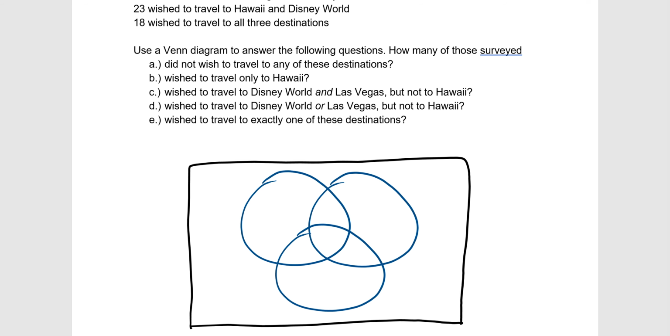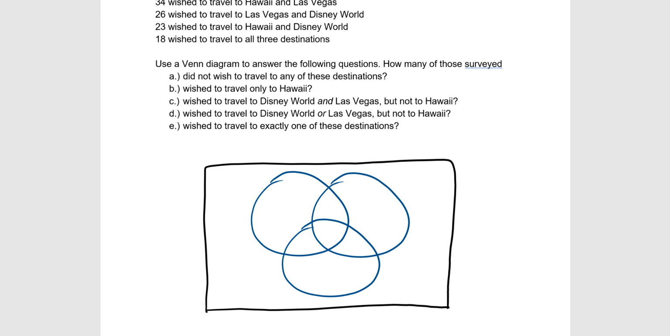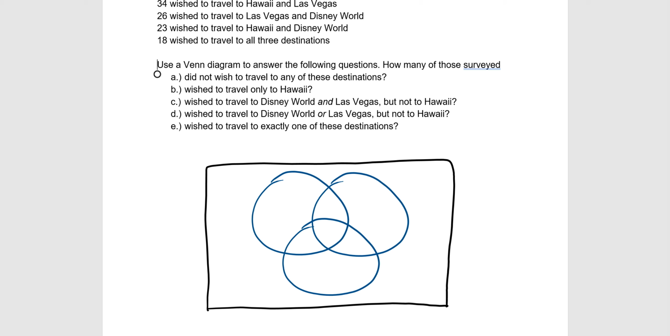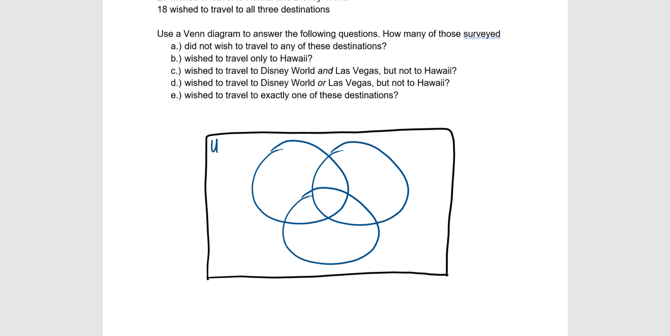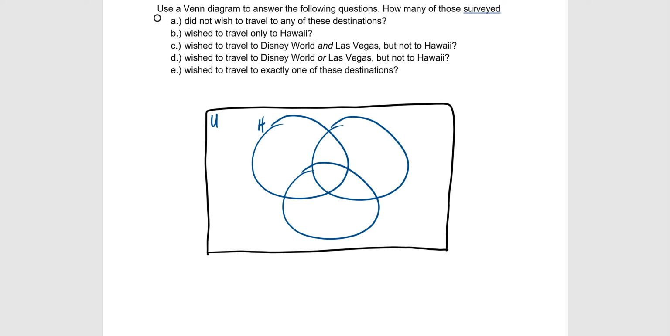Okay, so we have three sets here, and label it the universal set for everything. And let's look at our sets. Our sets are going to represent Hawaii, which I'm going to use an H for. Las Vegas, which I'll use a V for, for Vegas. And then for Disney, let's use a D. Okay, so let's label this. I'm going to put Hawaii set right here. We'll put Disney set here, and Vegas's set down there.